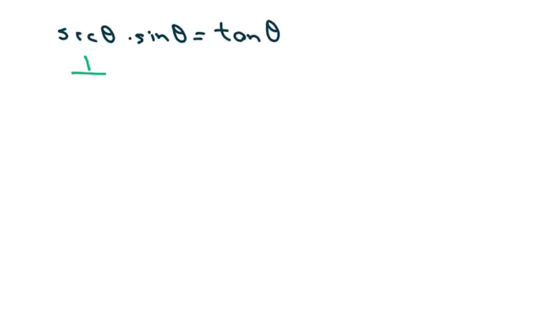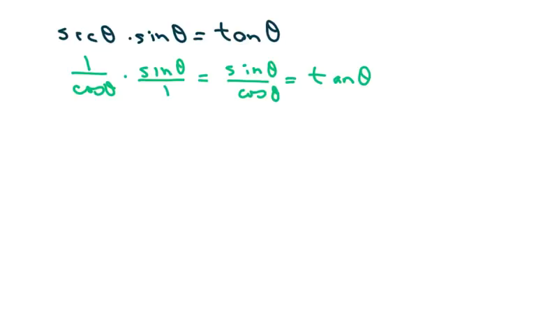All right, and the same thing's going to happen here. I'm going to write this as 1 over cosine of theta times sine of theta. This is your ratios again. And that equals sine of theta over cosine of theta, which equals tan of theta. So I got this side to equal that side.